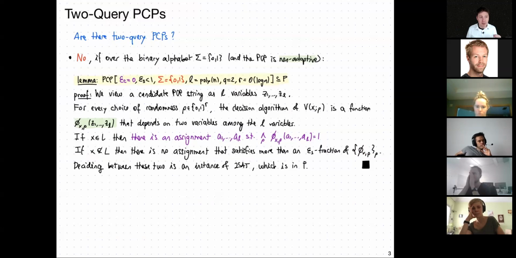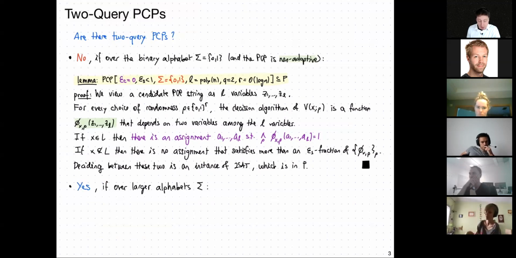So in this extremely special case of binary alphabet, two queries, and perfect completeness, deciding whether there is a satisfying assignment or not is just an instance of 2SAT. And so here we cannot expect to encode any hard language into such parameters. Hopefully that's clear, and you have probably seen the algorithm for 2SAT in some algorithms class. It's an example of a greedy algorithm.